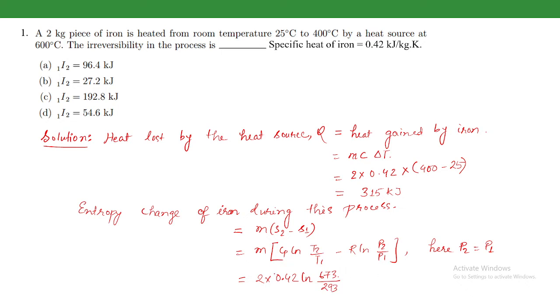So this comes out to be equal to 0.6843 kilojoule per Kelvin. Okay, I hope this is clear till now. And entropy change of the heat source.